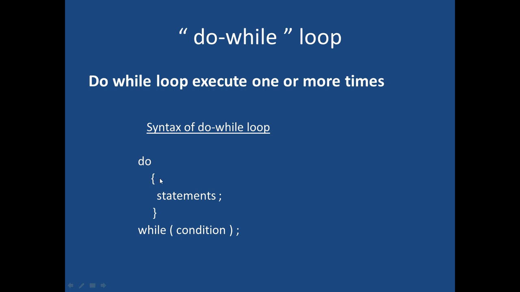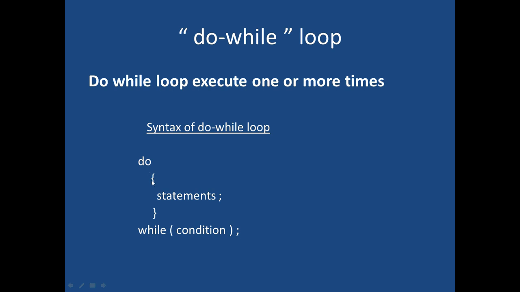Do, body of the loop started, then statements, body of the loop closed, then while, condition, and semicolon. Over here a semicolon is placed, while in while loop we do not place a semicolon after the condition, but in do while loop we place a semicolon after the condition. So keep it in mind, this is compulsory over here. This has not been written mistakenly, you have to write it.